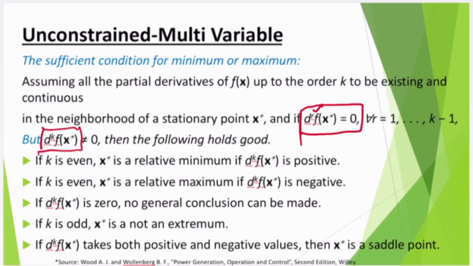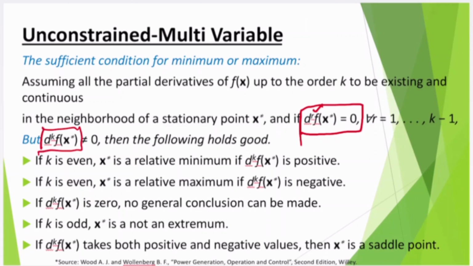Similar to the first and second difference, this is the rth differentiation and kth differentiation. Then the following holds good. If k is even, x is a relative minimum if the kth derivative of f of x is positive. Similarly, if k is even, x is a relative maximum if the kth derivative of f of x is negative.